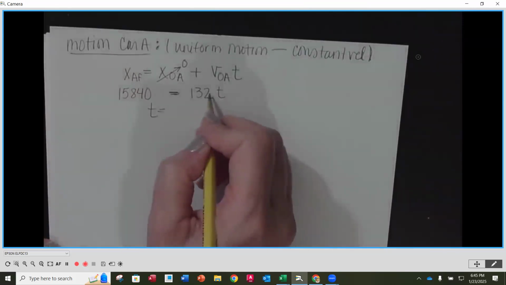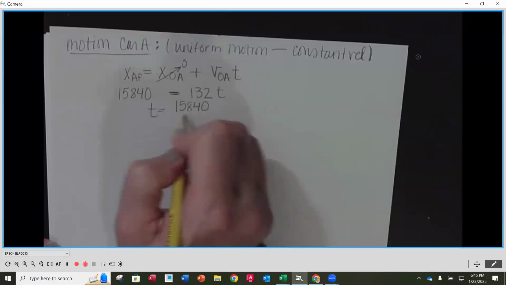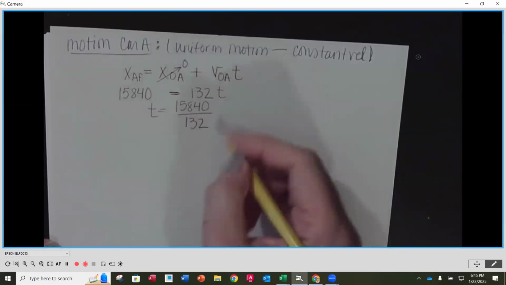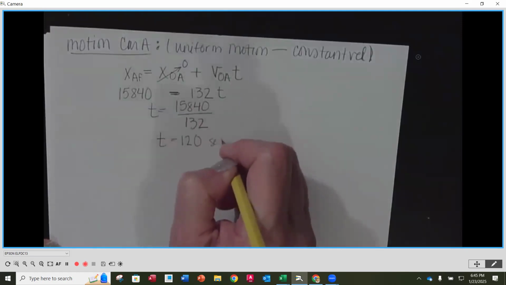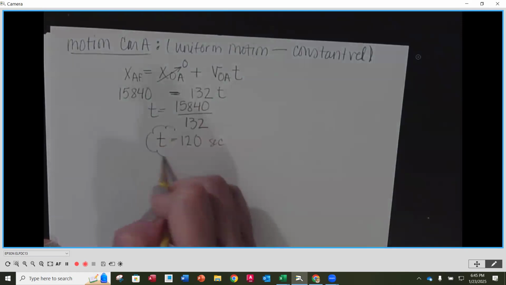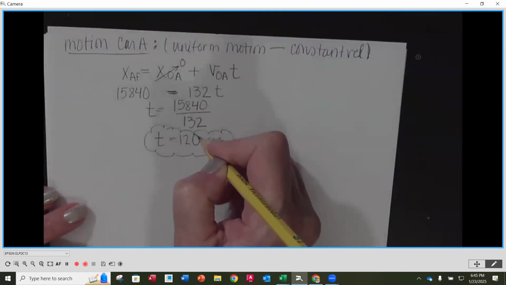T is going to be equal to, we're going to take 132 divided on both sides. So 15,840 divided by 132. Our time is going to be 120. You can add the seconds there. It's going to be 120 seconds for the total time from when that car passes the police officer to when the police officer catches up, 3 miles. Okay. So this is going to come in handy.